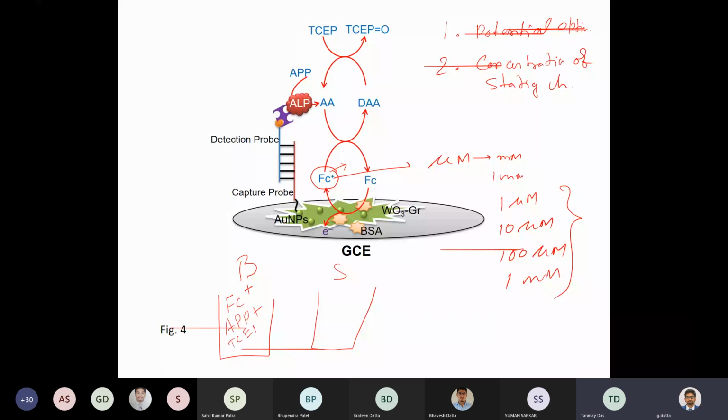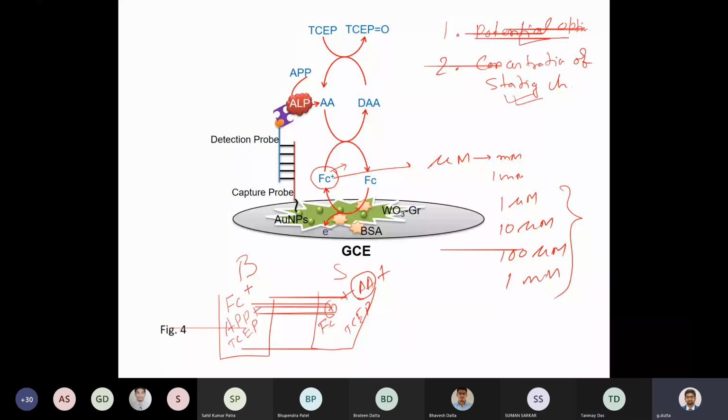And signal solution, tell me, which one? FC plus, not FC, FC plus, plus AA plus TSEP. AA plus TSEP, right? So you have to buy some AA and you have to mix it. Now, by these two solution mixtures, first you can optimize the potential. Second, you have to optimize the concentration.